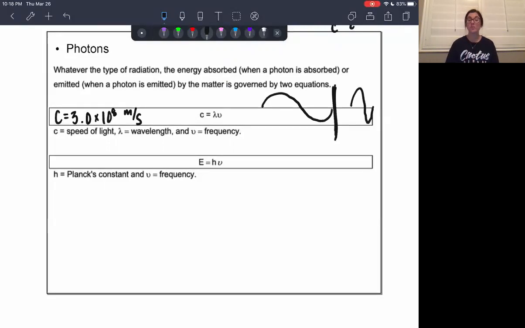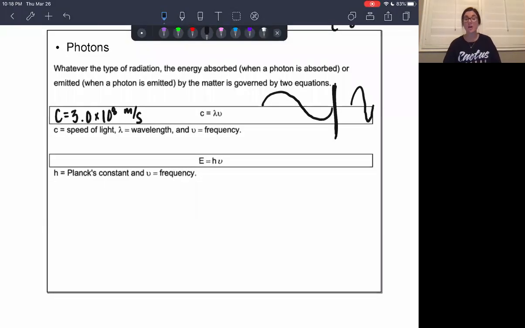So we can use that data for the speed, the wavelength, and the frequency to calculate the energy. We can use this equation right here to find the energy of the wave. The energy of light, or the energy of a photon, or the energy of the wave, is going to be equivalent to Planck's constant times the frequency of that wave. Now, Planck's constant is very different from the speed of light. It is 6.62608 times 10 to the negative 34th joules times seconds.